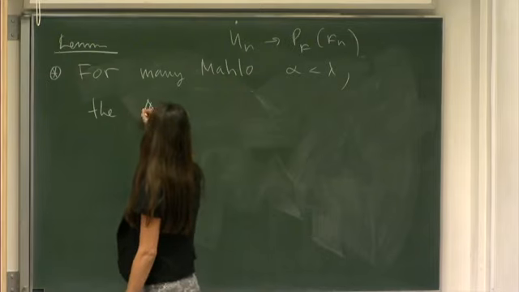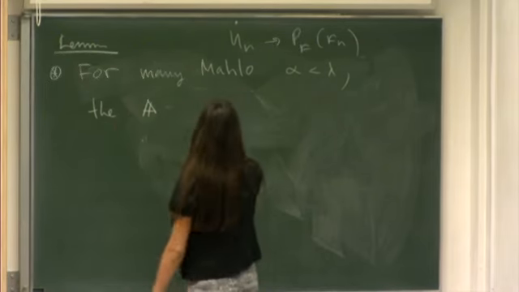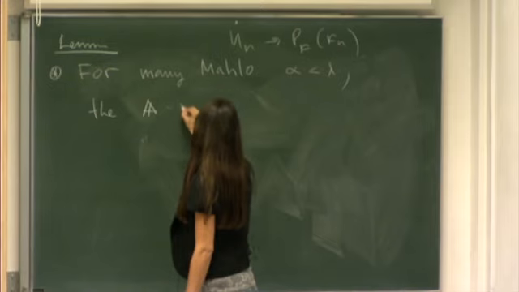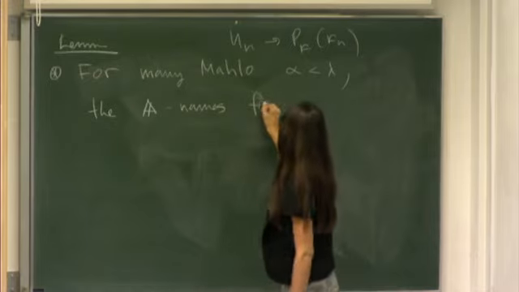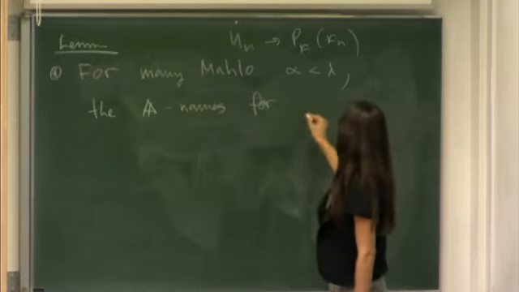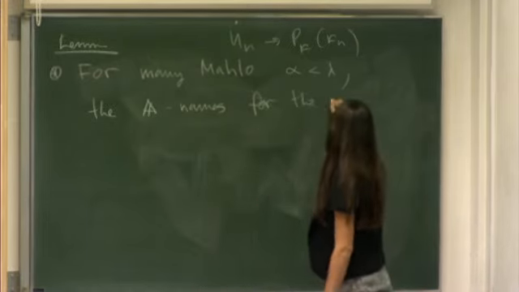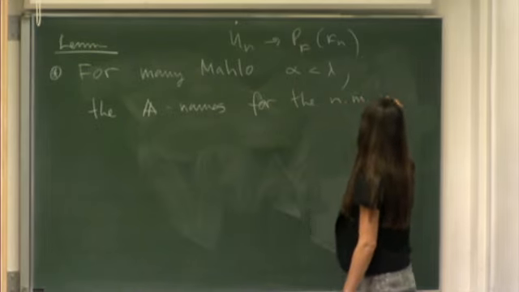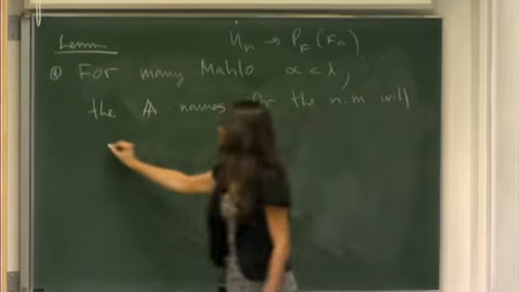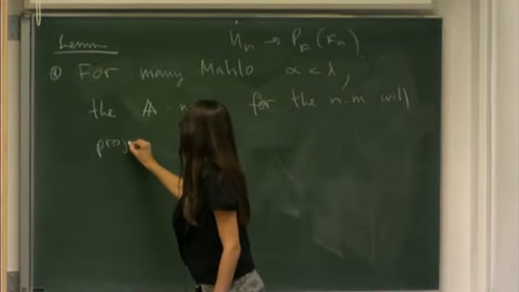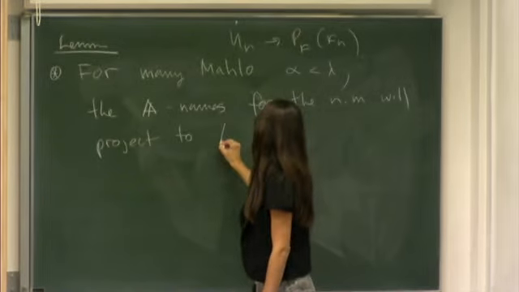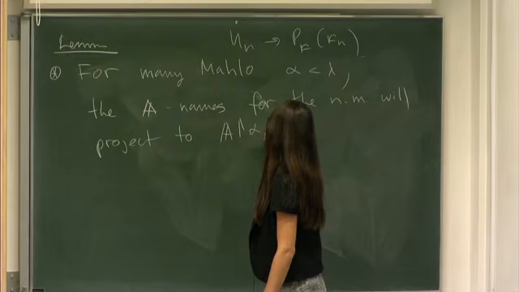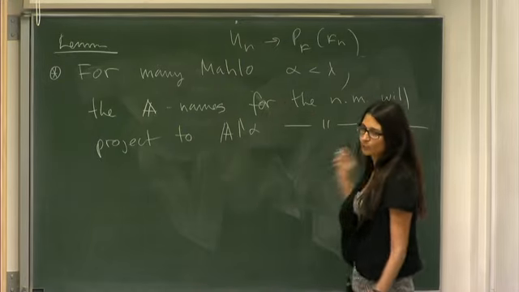The names for the normal measures will project to A restricted to alpha, names for those normal measures.